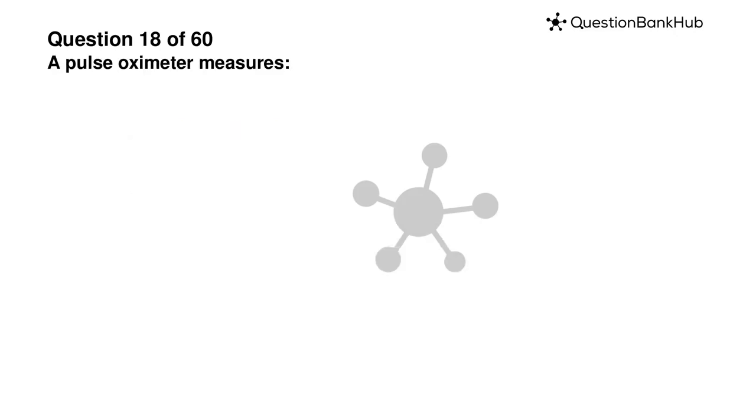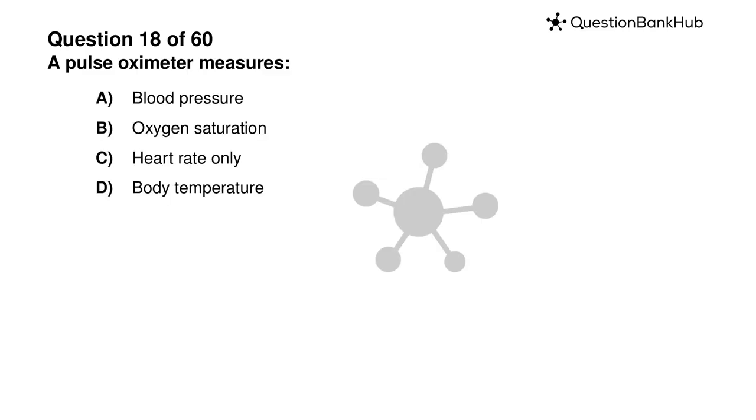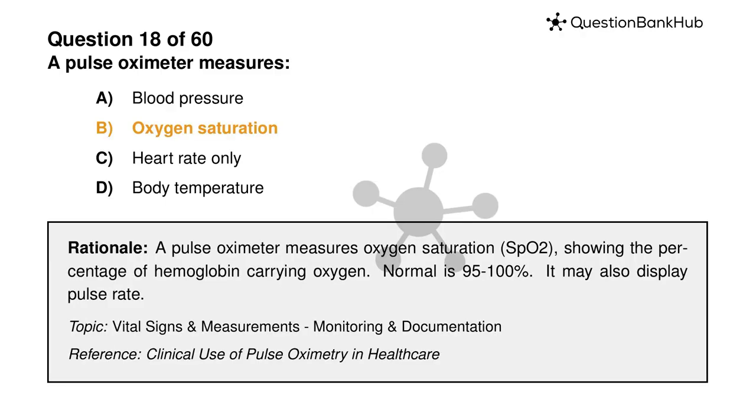Question 18. A pulse oximeter measures A. Blood pressure. B. Oxygen saturation. C. Heart rate only. D. Body temperature. The correct answer is B. Oxygen saturation. A pulse oximeter measures oxygen saturation, SpO2, showing the percentage of hemoglobin carrying oxygen. Normal is 95 to 100%. It may also display pulse rate.